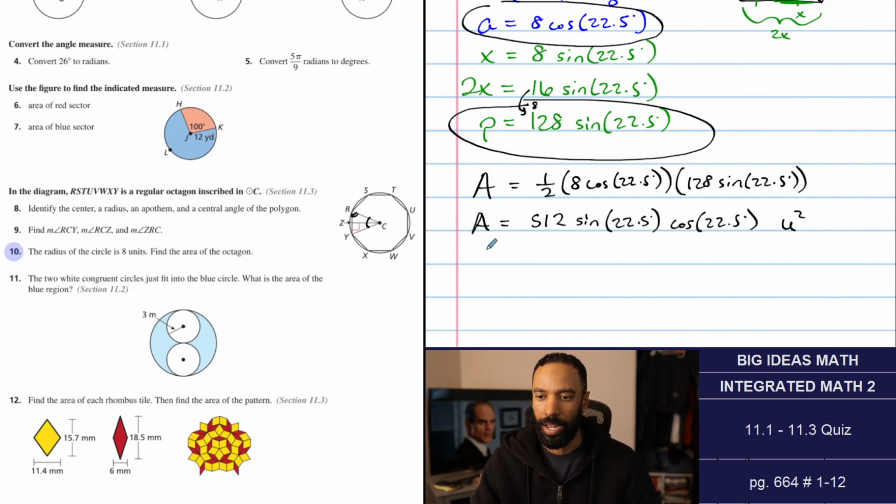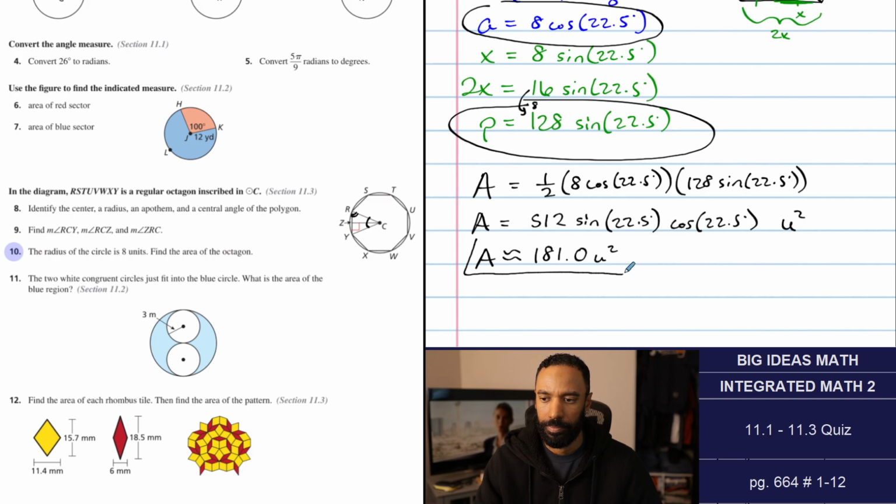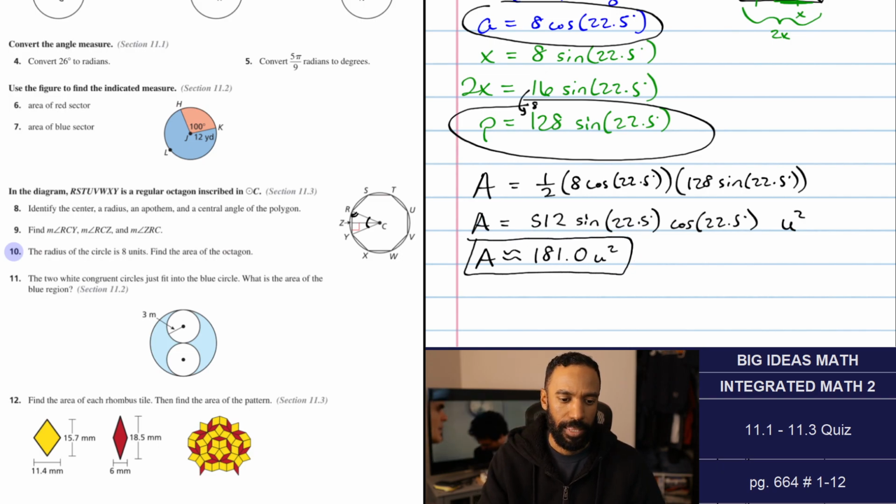And I'm getting 181.019. So 181.0 square units. And that's my final result.